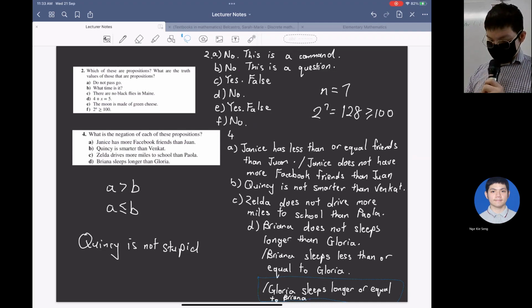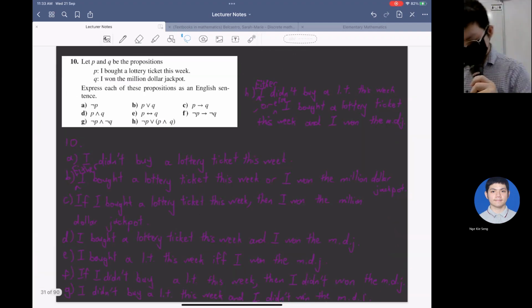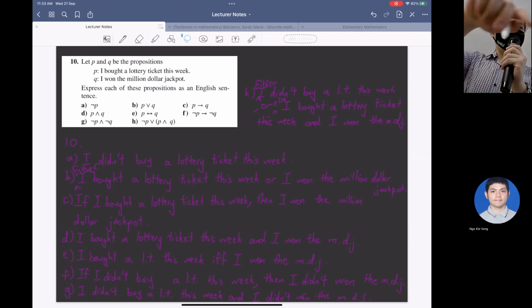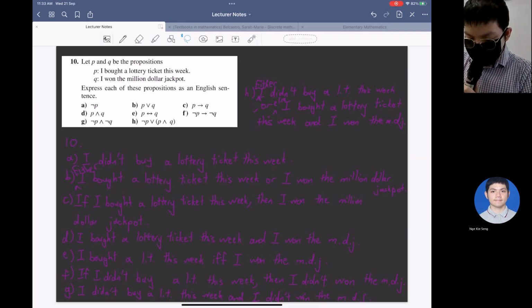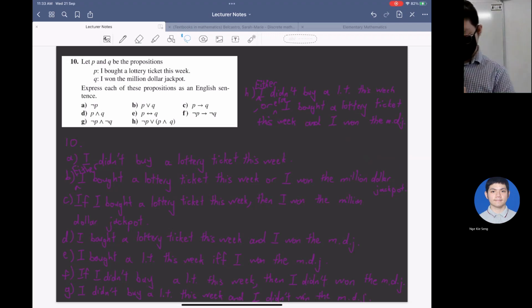All these, no question? No question. We go to the next one. Okay, we start with a new row, this row, second row. So P: I bought a lottery ticket this week. Q: I won the $1 million jackpot. And not P. Why is not P?